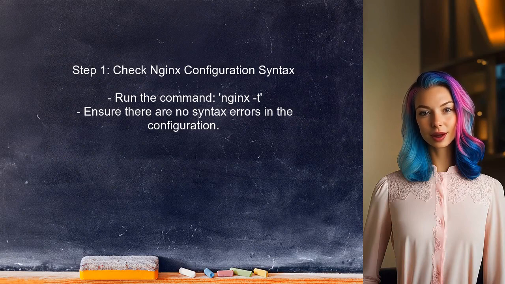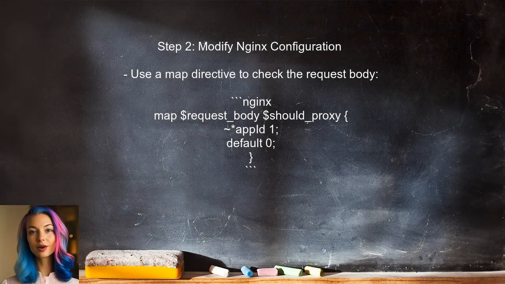To begin solving the user's issue, we need to ensure that the NGINX configuration is set up correctly. The user should start by checking the syntax of their existing configuration file. Next, the user should modify the NGINX configuration to properly handle the request body. The current setup uses an if statement, which can lead to unexpected behavior. Instead, we will use a map directive.